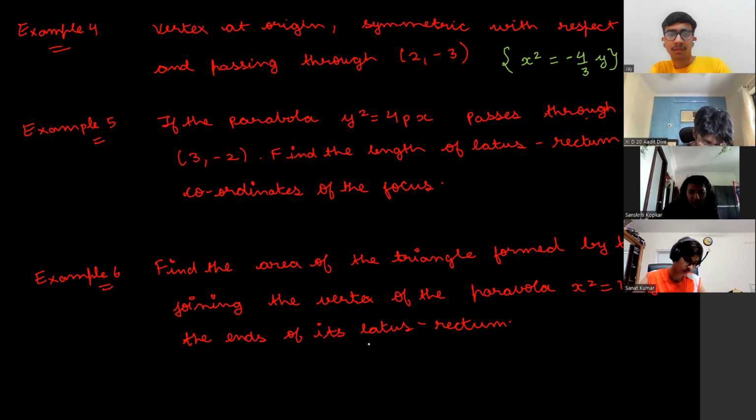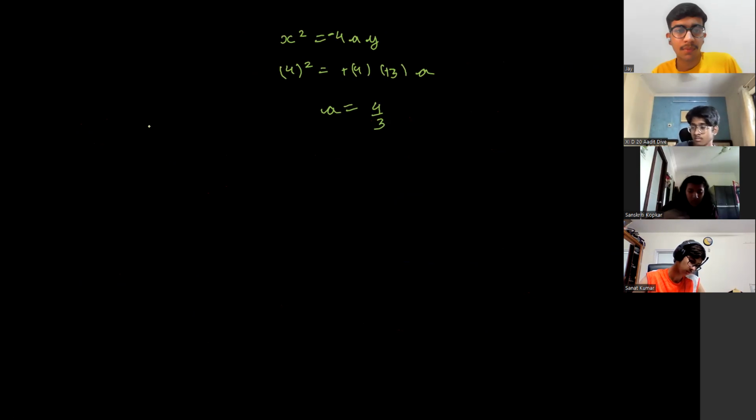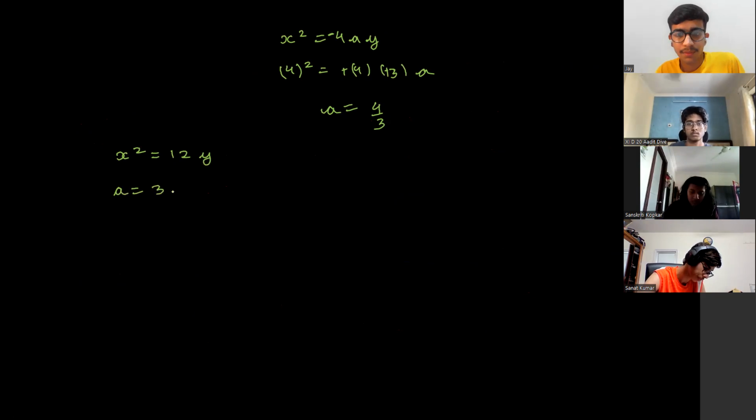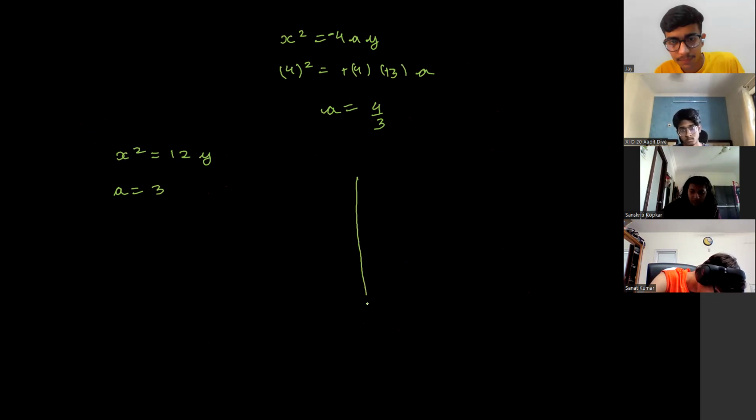Sir, can you show it once? Yep, okay. So x square is equal to 12y. So that means a is equal to 3. Right? And what does the next part of the question say? Find the area of the triangle formed by the latus rectum.